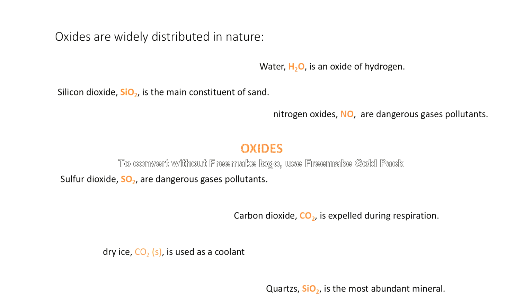Oxides are widely distributed in nature. We have silicon dioxide, that is the main constituent of sand, and we know that sand is the most abundant mineral. We have water, that is one oxide of hydrogen. We have nitrogen oxides that are dangerous gas pollutants. We have sulfur dioxide that, like the nitrogen oxides, is also a gas pollutant.